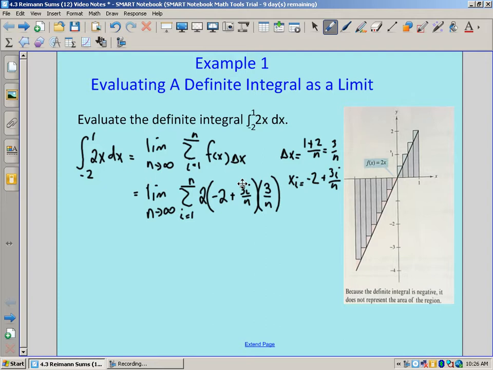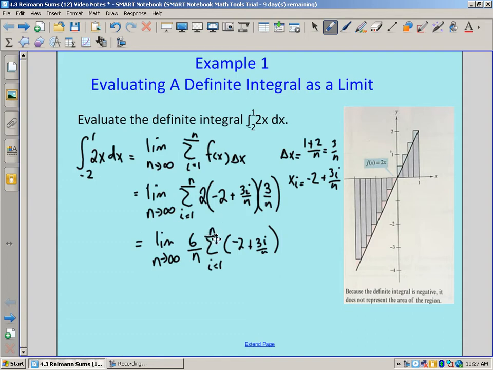With a little bit of algebraic manipulation, you can see that 3 over n times 2 would give me 6 over n. Since that's a constant, I'm going to factor that out. So out of my summation, it's going to be 6 over n, and then I've got my summation, and then I'm really left with negative 2 plus 3i over n for that part. At this point, I can go ahead and drop my summation.